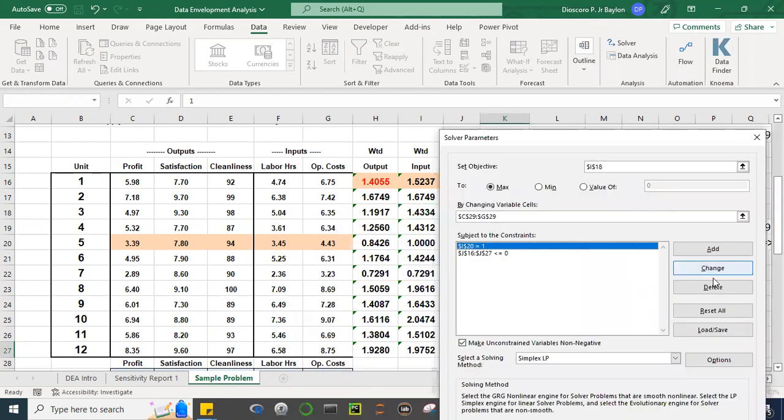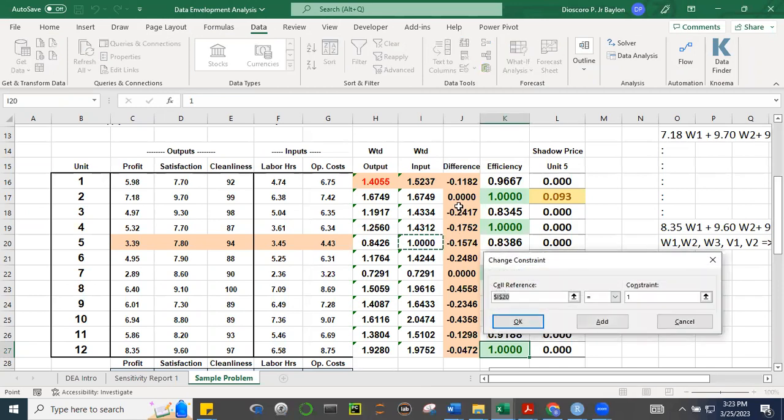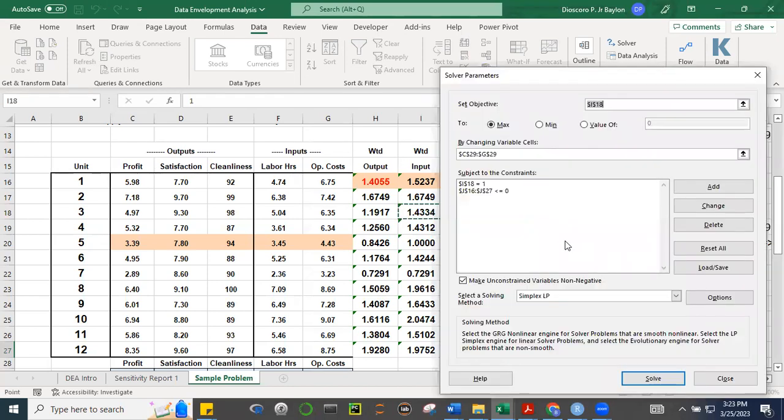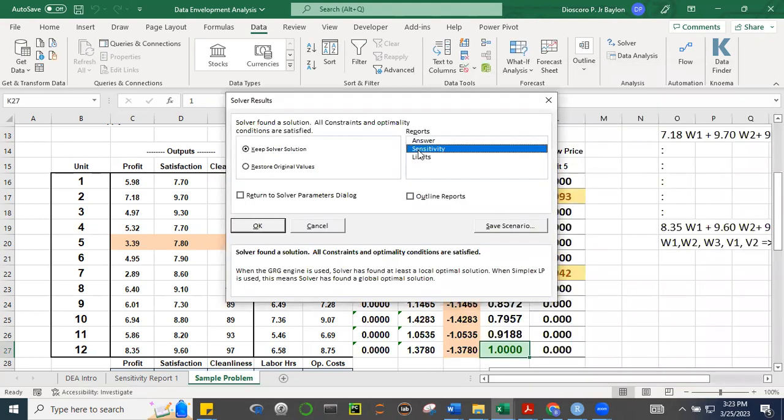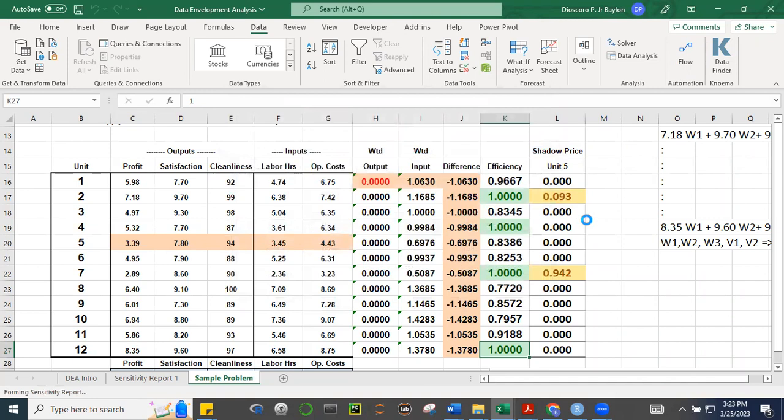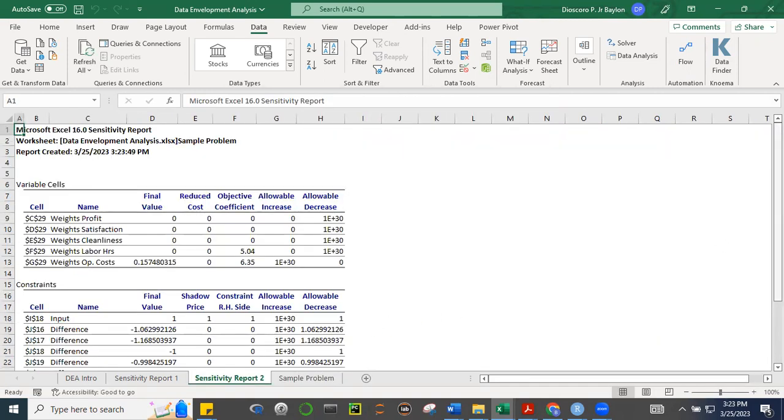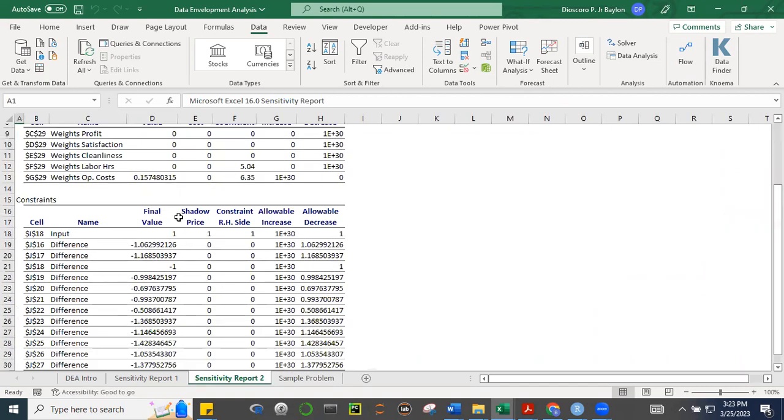And so this should be I18. Okay, so we solve it, and then we access the sensitivity report. And then a sensitivity report is generated. So we go to the shadow price, this one.